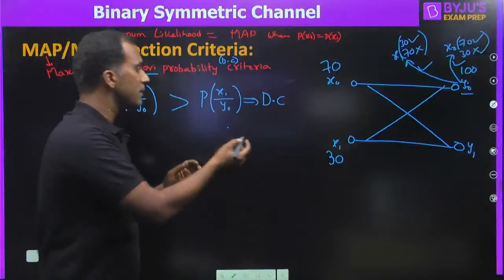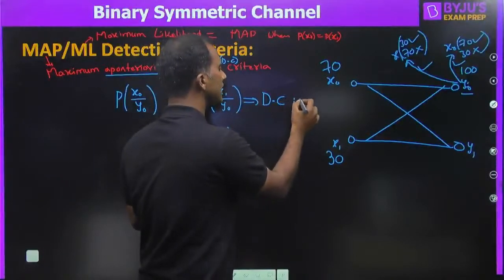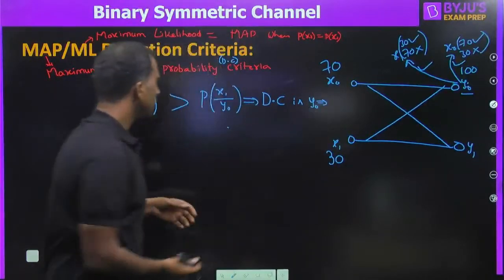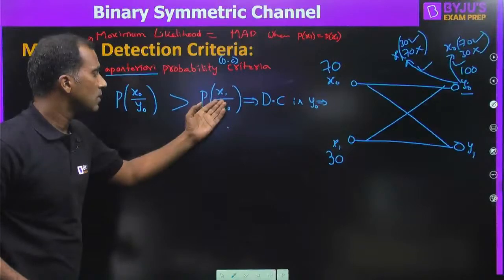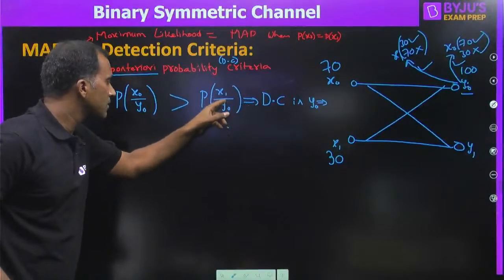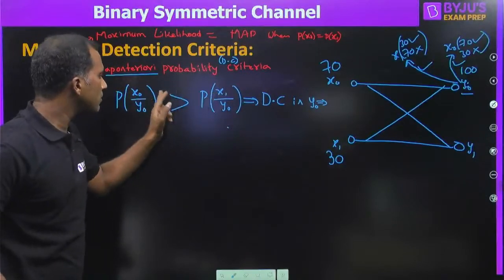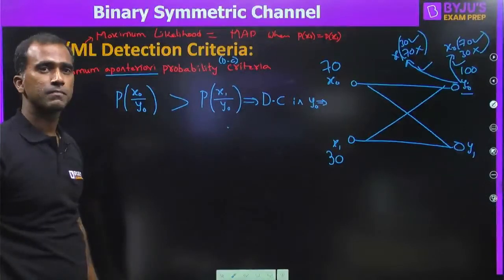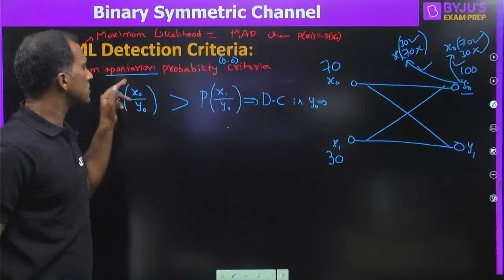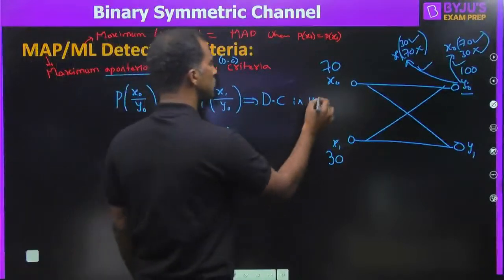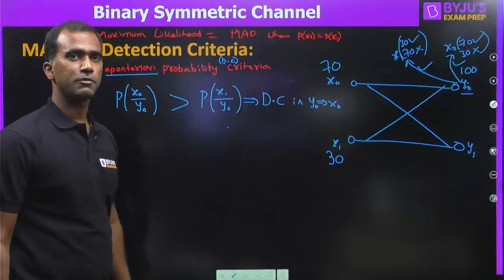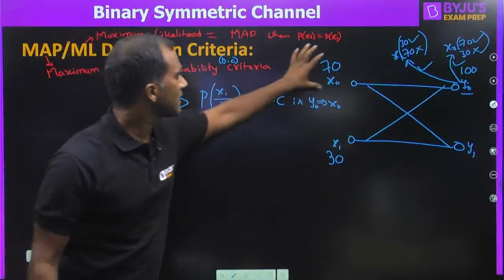So what is the best decision to make? You tell me. Decision criteria is, whenever you see y0, whenever you receive y0, what is the best decision to make? The best decision is, what is the input because of which you receive this y0 more number of times? We are receiving y0 because of x0 more number of times, because the greater sign is here, because the probability of receiving y0 because of x0 is greater. So the best decision to make is y0 implies x0.